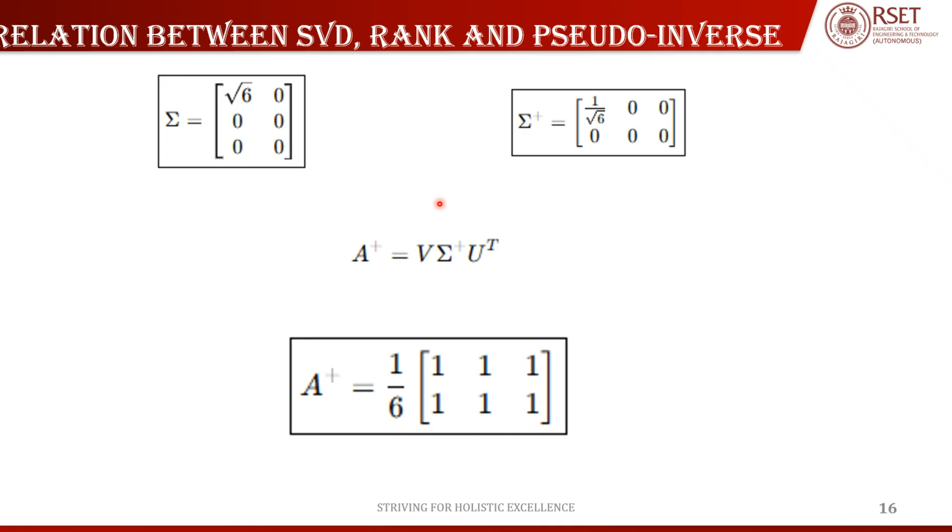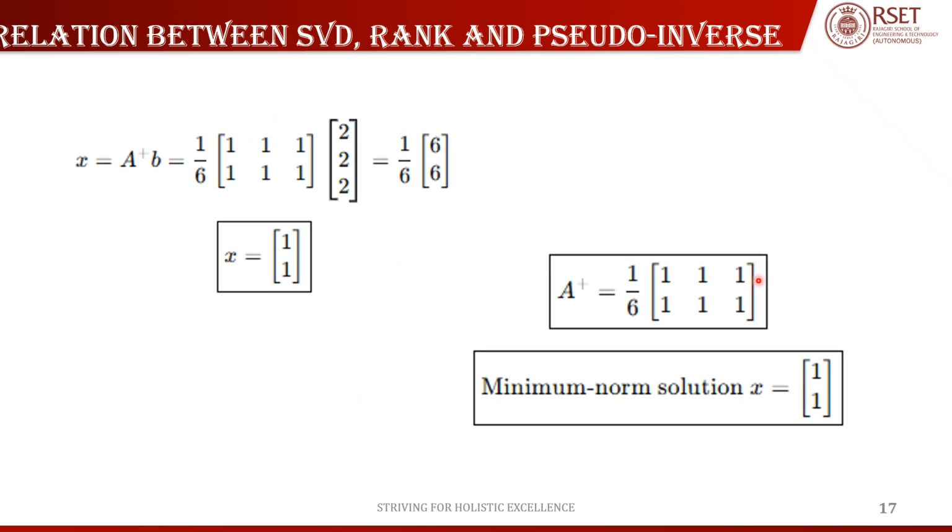And now what you do to get A plus, you have V, we have sigma plus now, and we have already found U, and U transpose, you just take the transpose of the matrix and then multiply the three matrices, and you will have A plus, the pseudo inverse of A, equal to 1 by 6 of [1 1; 1 1; 1 1]. Okay, you can just verify this and get your answer. So I hope by this we'll conclude.